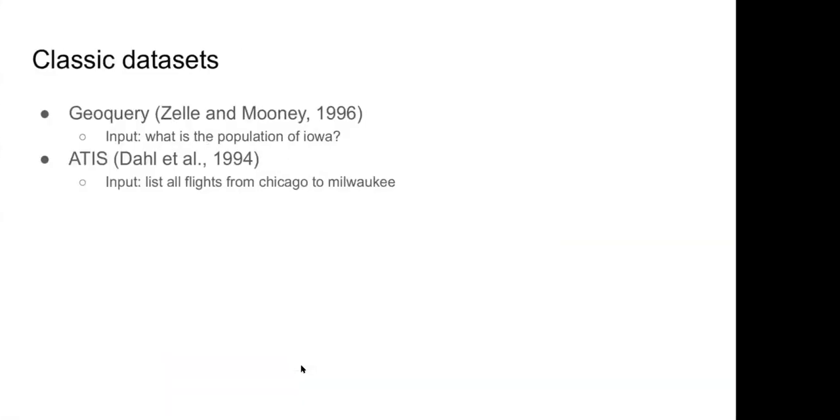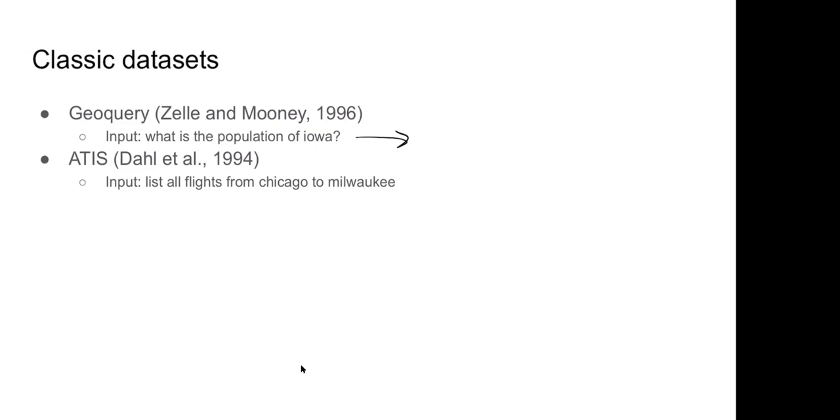Okay, and there are more classic data sets such as GeoQuery and ATIS. GeoQuery input will be something like, what is the population of Iowa? And this also translates into some logical form that is accompanied with a database so that you can easily know whether the output of your model is correct or not. And ATIS is about, your query is something like list all flights from Chicago to Milwaukee, and you basically have a database of the flights, and then of course you output the list. If you output the correct list, then you get the question right.